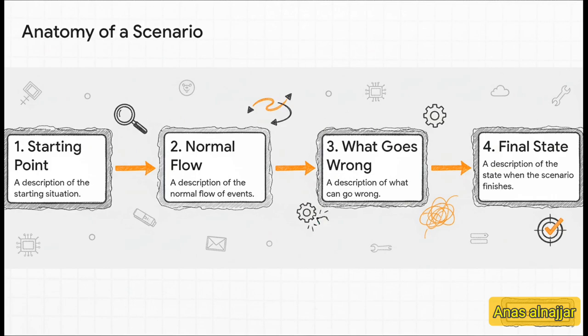Another really powerful tool is creating scenarios. Instead of just a list of demands, we tell a story. So let's take a simple scenario like ordering coffee. What's the starting situation? A customer opens the app. What's the normal flow? They pick their drink, they pay. What could go wrong? Maybe the internet connection drops. And what's the final state? The order is confirmed. See, these stories make the requirements come alive.